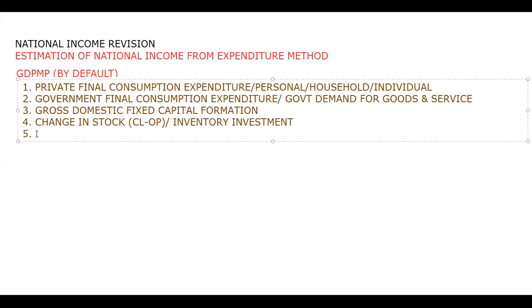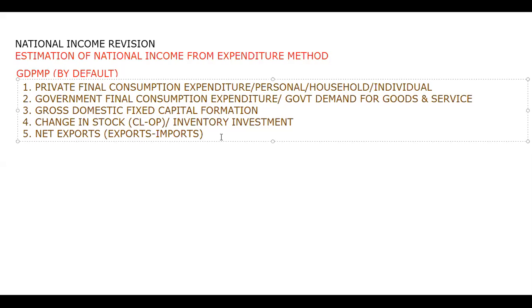Then here comes the next point, and that is net exports, which are exports minus imports. That is the last point in the expenditure method, right? So net exports, which are exports minus imports. All right.